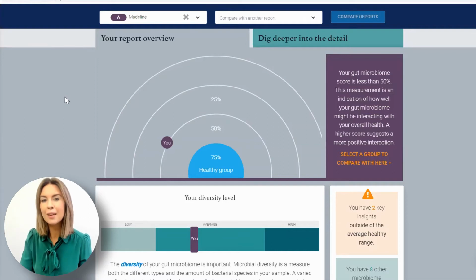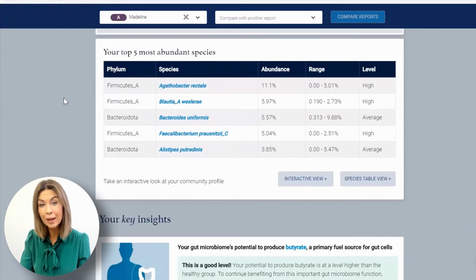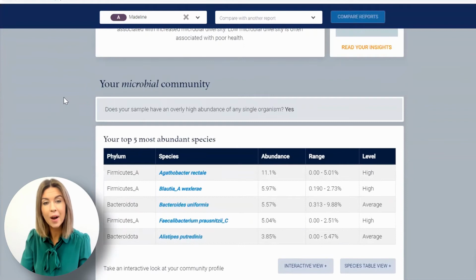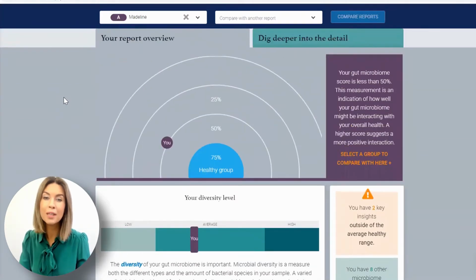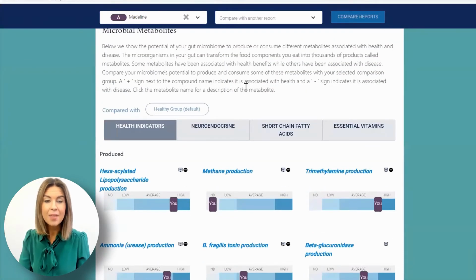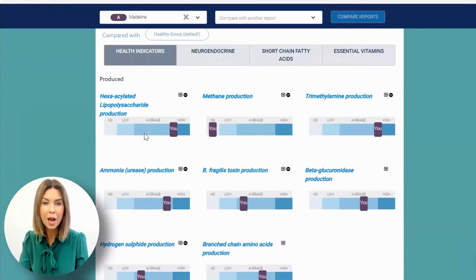So we know the microbes living within our gut produce thousands of compounds or metabolites which act systemically throughout the entire body in ways that can be detrimental and beneficial to health. Hexa-Lipopolysaccharide, or Hexa-LPS, is one of these metabolites that is shown to be pro-inflammatory and is produced by some species of bacteria. Within the Insight report, Hexa-LPS is located within the deeper section under the tab, Microbial Metabolites. This is an important part of the Insight report as it gives an indication of the function of your patient's gut microbiome.